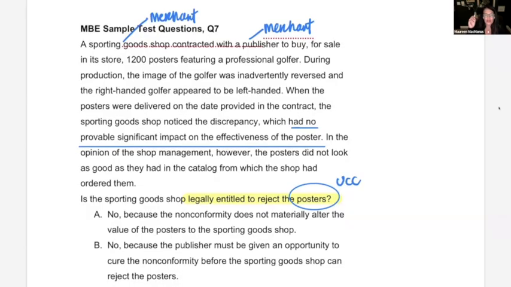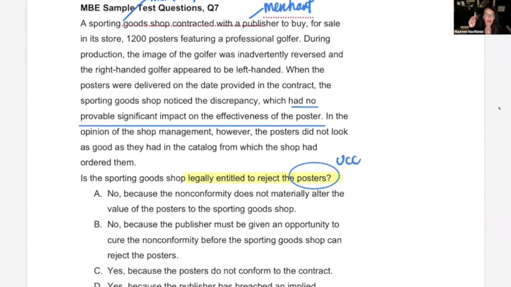In the opinion of the shop management, however, the posters did not look as good as they had in the catalog from which the shop had ordered them. Is this sporting goods shop legally entitled to reject the posters? So what should the answer be? So are they entitled? They should be entitled to.